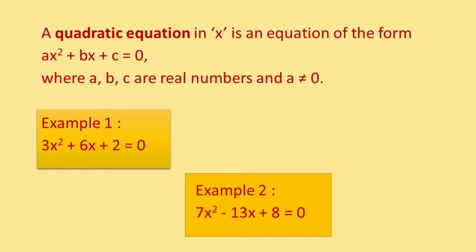I hope you understand that, because the standard form is ax squared plus bx plus c equals 0, and here it is 3x squared plus 6x plus 2 equals 0. So naturally a equals 3, b equals 6 and c equals 2. Now let's look at the second example. Example 2 is 7x squared minus 13x plus 8 equals 0. Comparing to the standard form, a equals 7, b equals minus 13 and c equals 8. We have to be always careful about the sign. In this case b equals minus 13.